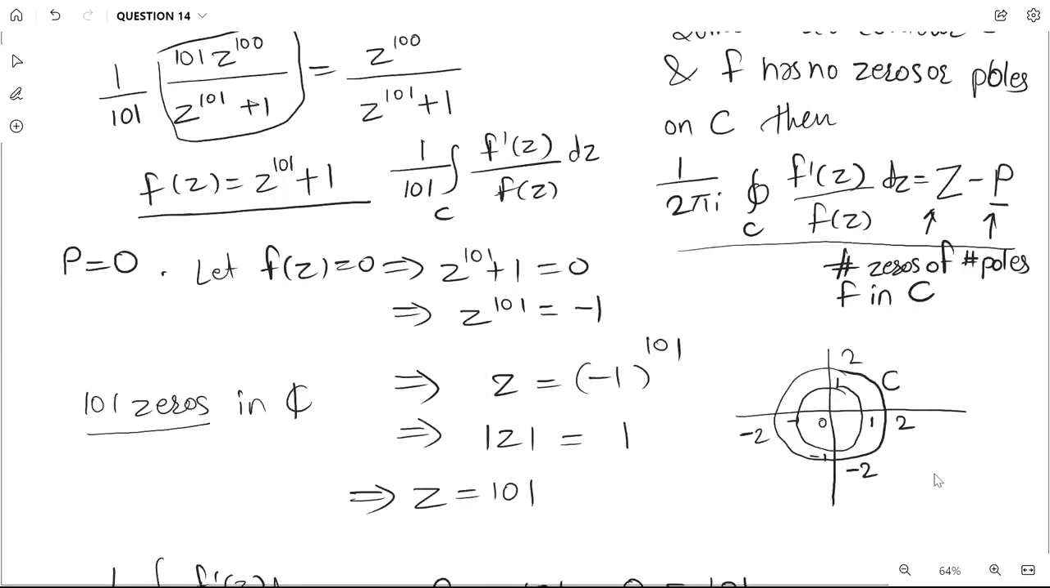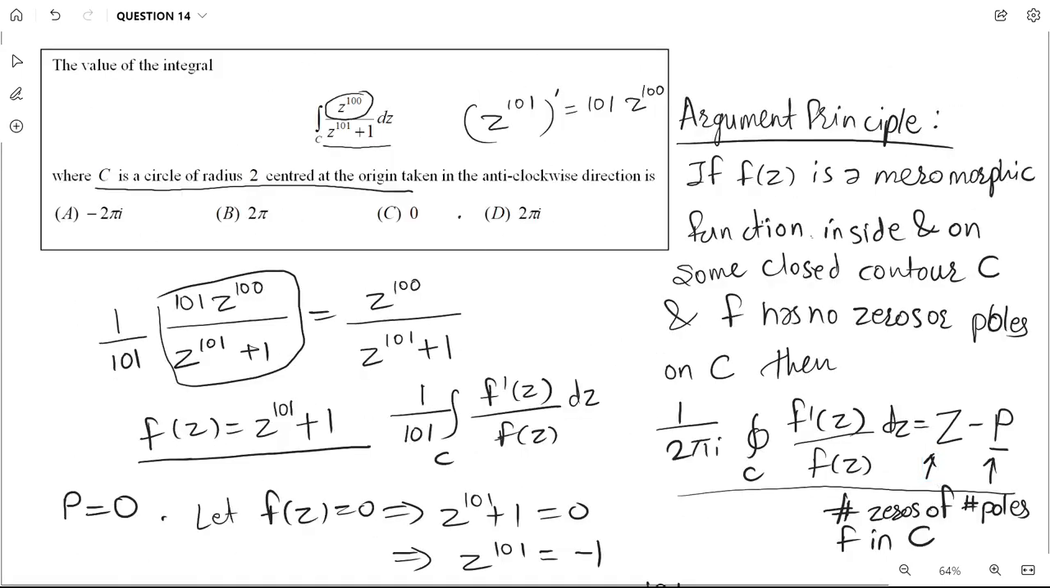Let's check which option it is. So it is option D. Right? So option D is the correct option.